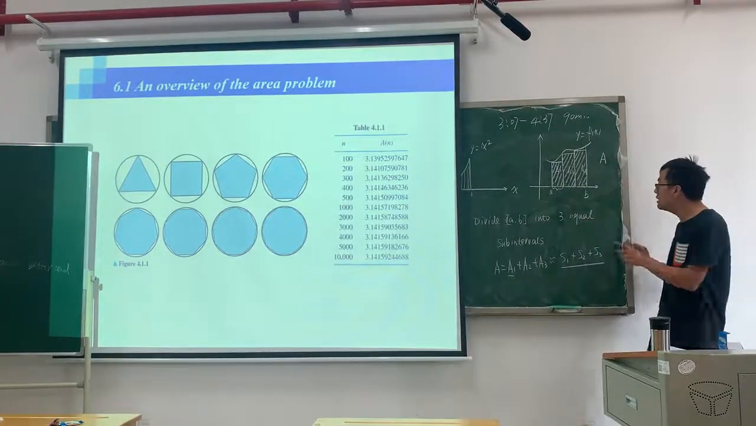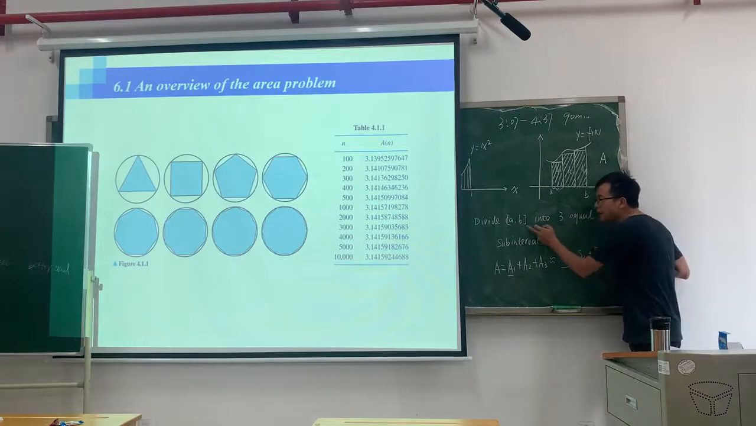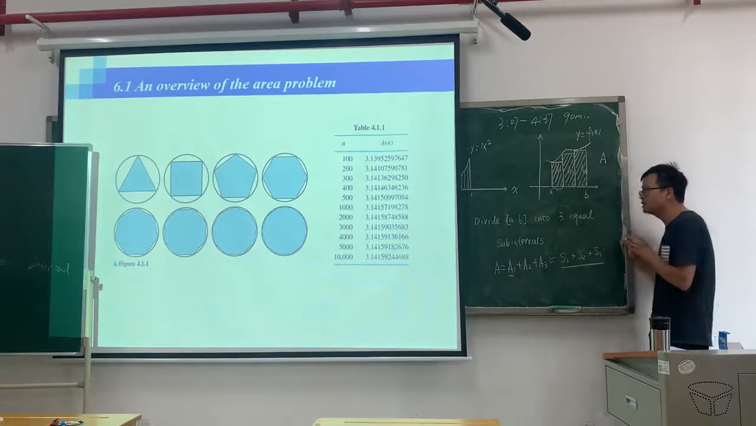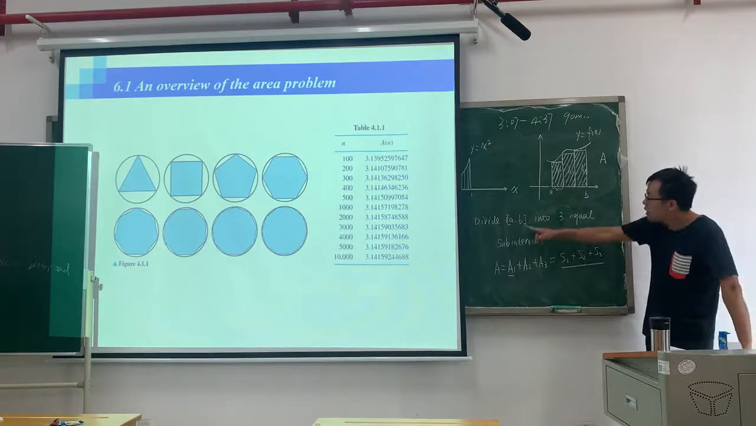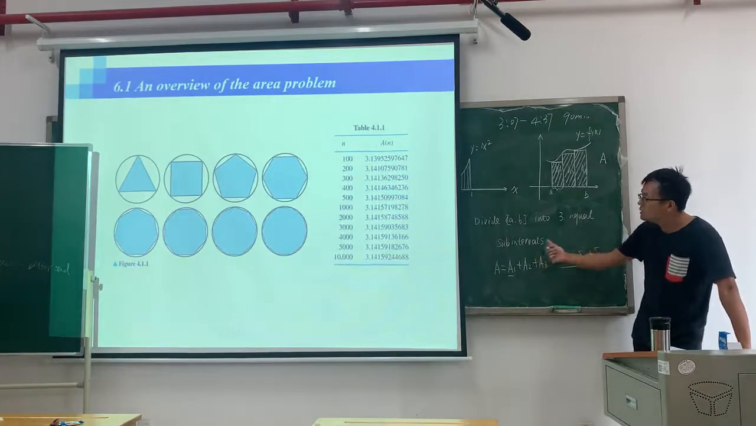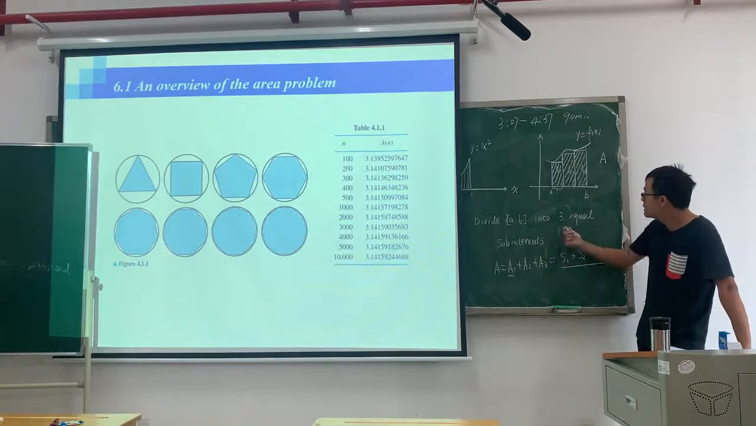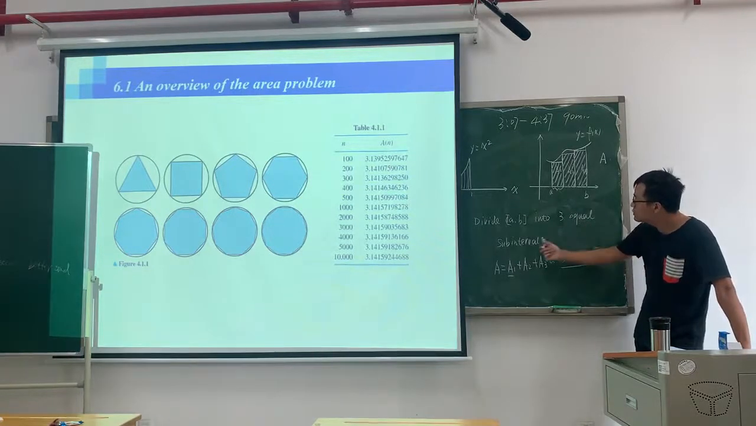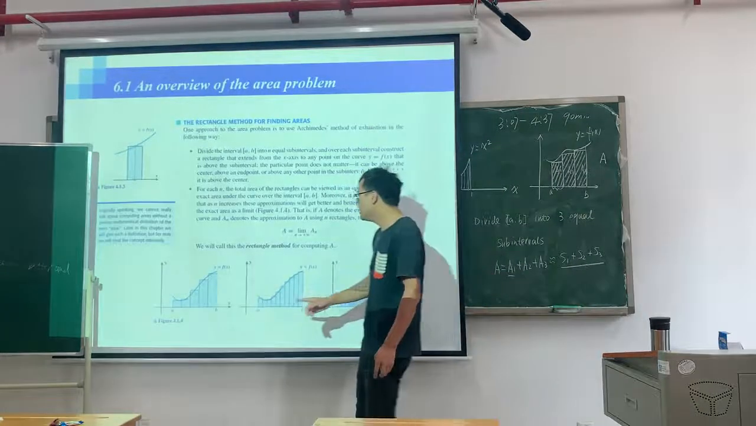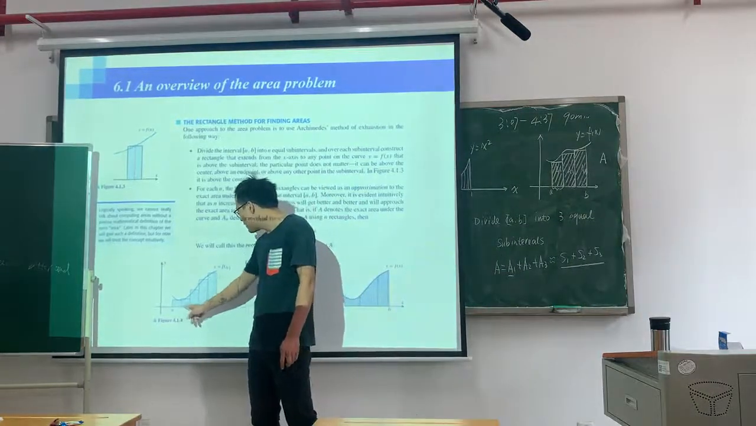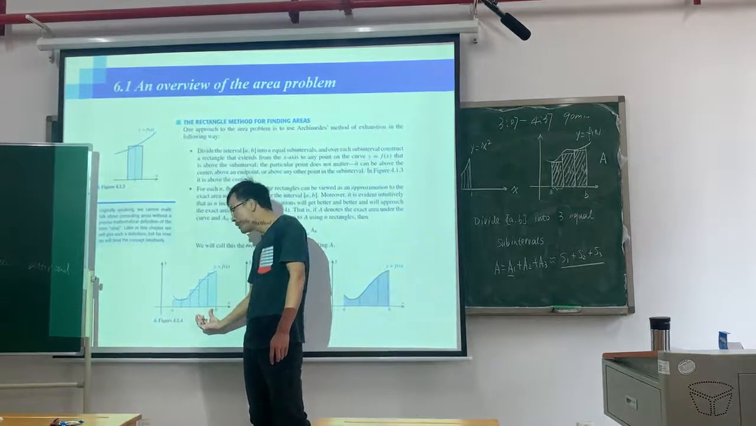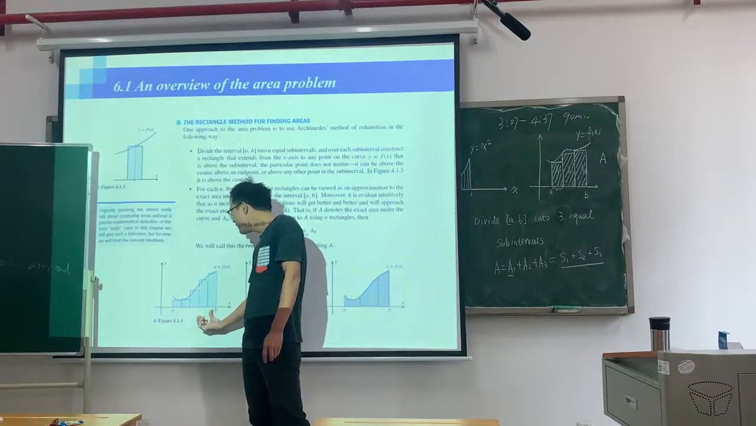So here it is divided into three equal subintervals. Of course, we can divide AB into 4 equal subintervals, 5 equal subintervals. So for example, here the first, the second, the third, the fourth. So here we divide AB into 5 subintervals.